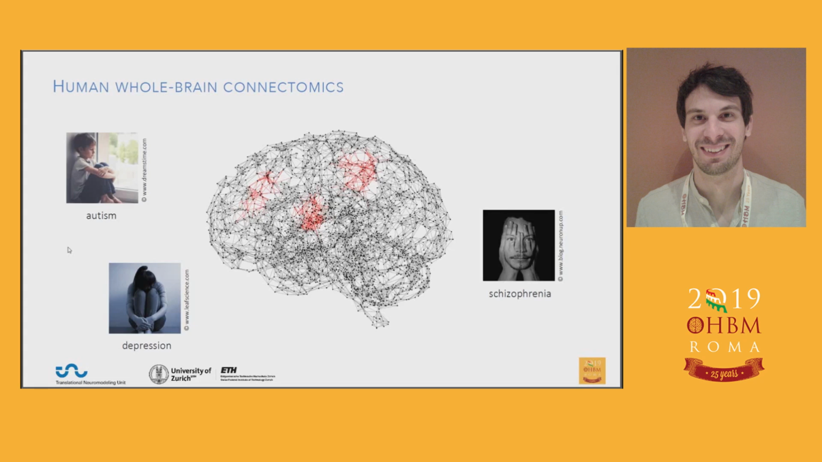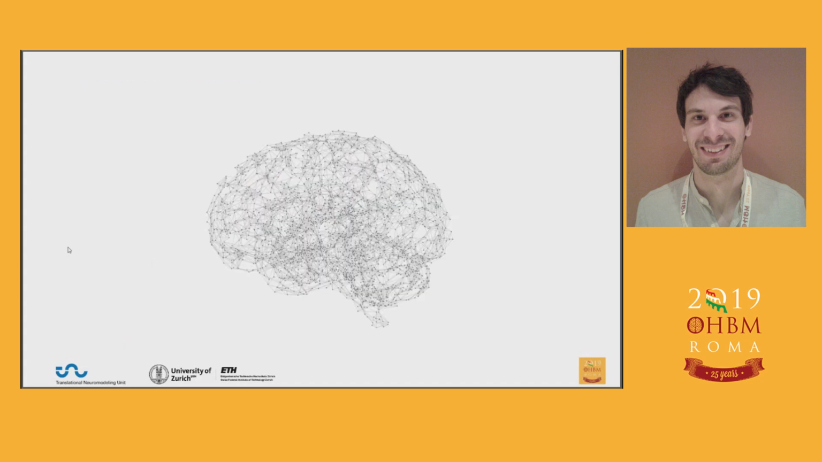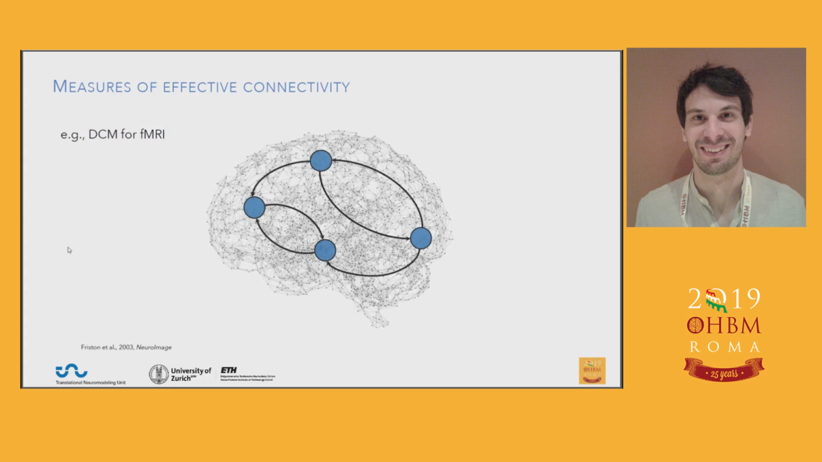And that is in contrast to what we know about the human brain, for instance in terms of cortical hierarchies, where we know that there are functional differences in forward and backward connections. So what we would want to have is a measure or a model of directed or effective connectivity. And one way to do that, as already mentioned in the previous talk, is dynamic causal modeling.